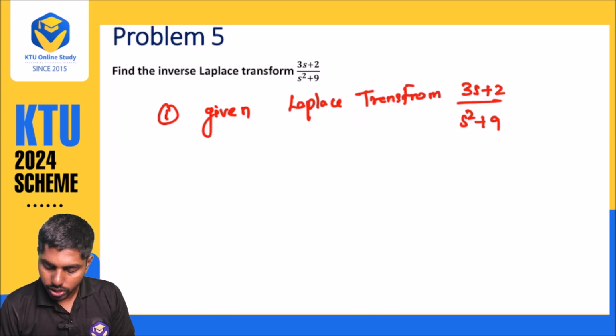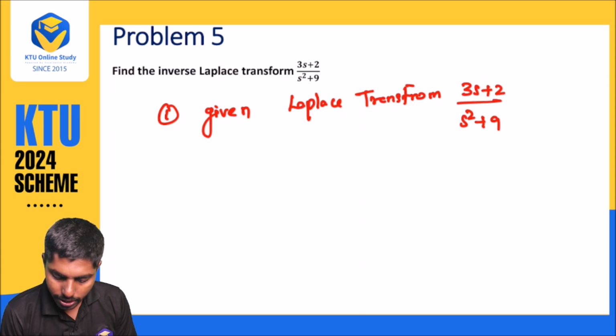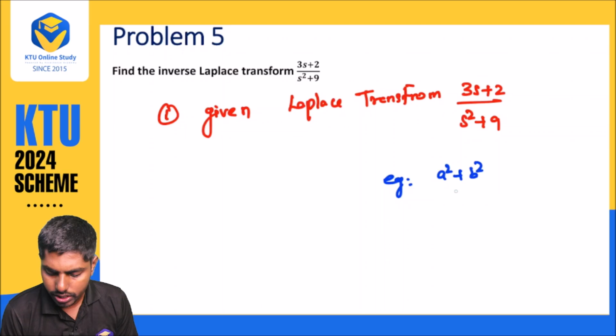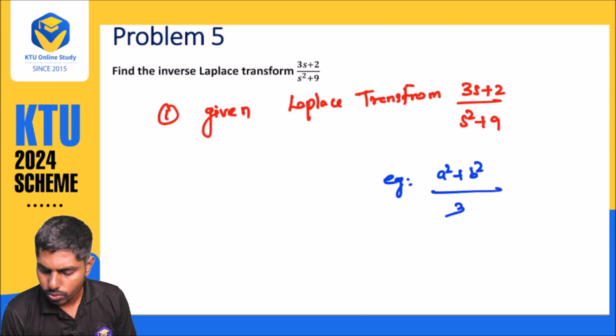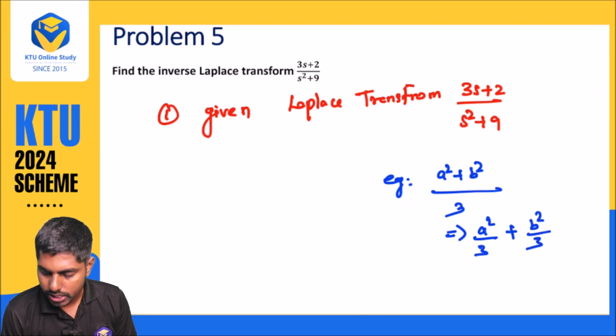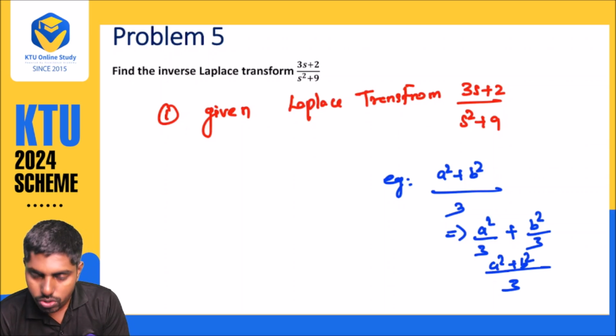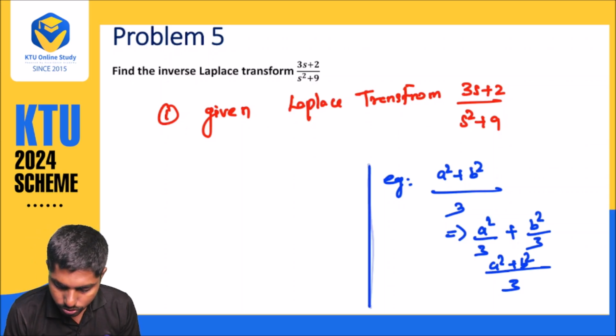So this one we can split. See, this is an LCM form. So for example, I am saying a square plus b square divided by 3. This one we can split this way: a square by 3 plus b square by 3. That is taking common LCM, it will become 3 into (a square plus b square). Similarly, here also LCM is there. We are going to split this one also.